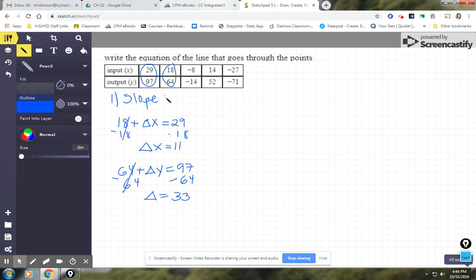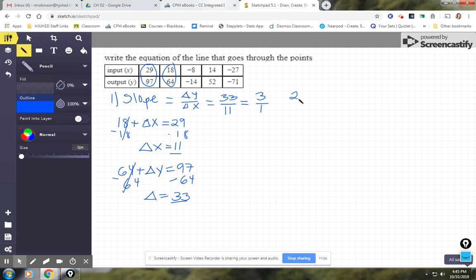So slope, remember slope is just the change in y divided by the change in x. So here's my change in x, here's my change in y. So now I just put them together. So slope for this table is going to be 33 divided by 11. And then if you reduce this down to its smallest form, that's going to be the same thing as 3 over 1.